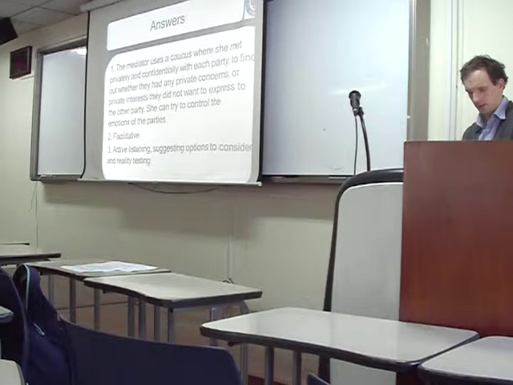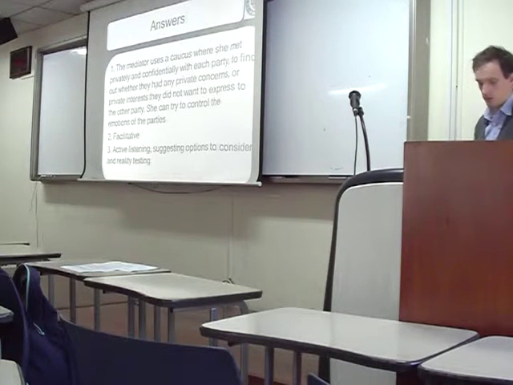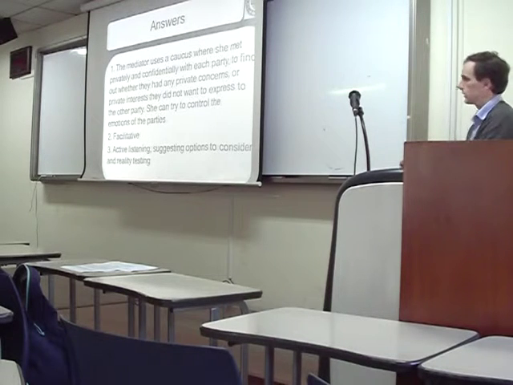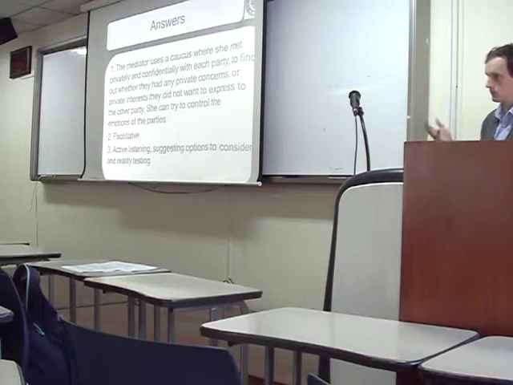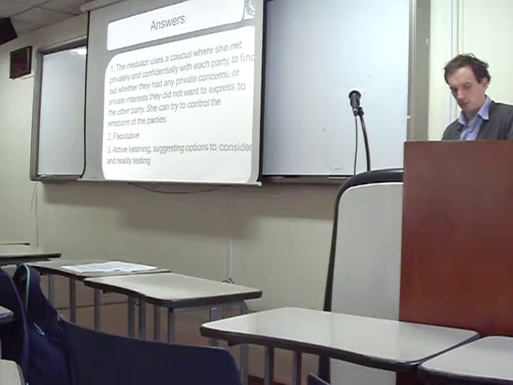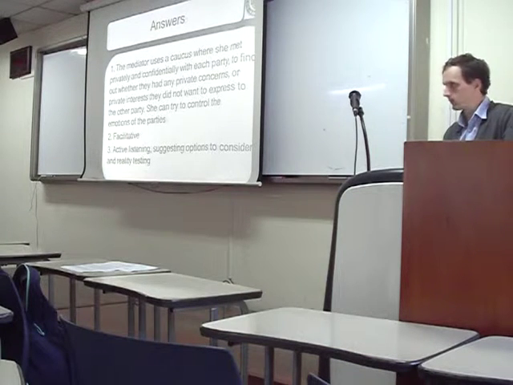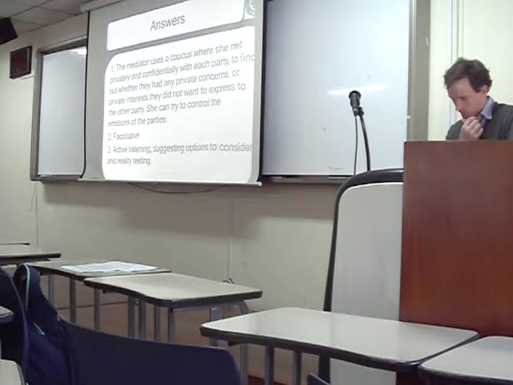Okay. So the mediator is different than a negotiation, right? There's a third party, and they called a caucus, where she met privately and confidentially with each party to find out whether they had any private concerns or private interests they don't want to express. Express means they don't want to say to the other party. So she can try to control the emotions of the parties to make them less emotional. Okay? Facilitative, and then she did well, active listening.